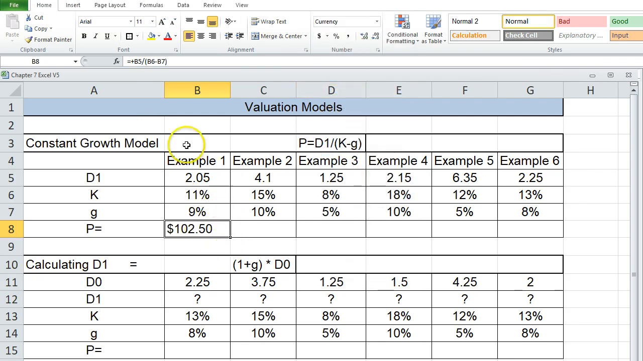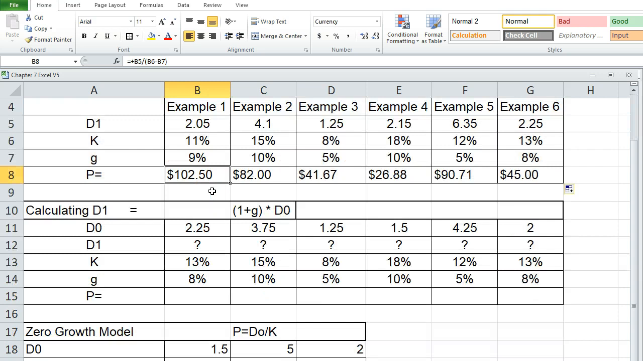Now once I have this answer, I could just drag this across to answer all of them. And again, this is the constant growth model of stock valuation. So this video is just to show you how to calculate this in Excel. It's not to explain exactly what these models are. That is what the lecture videos are for, and also the textbook.